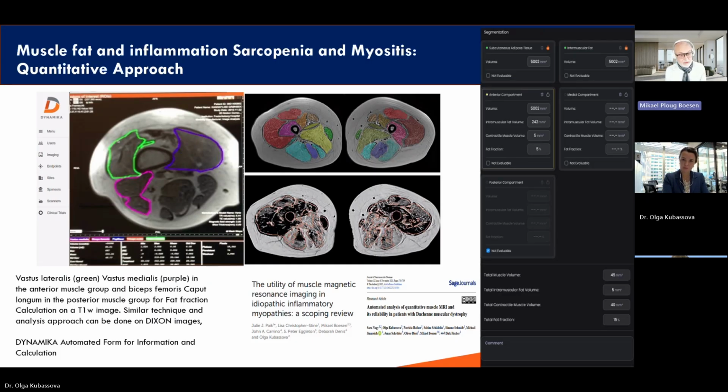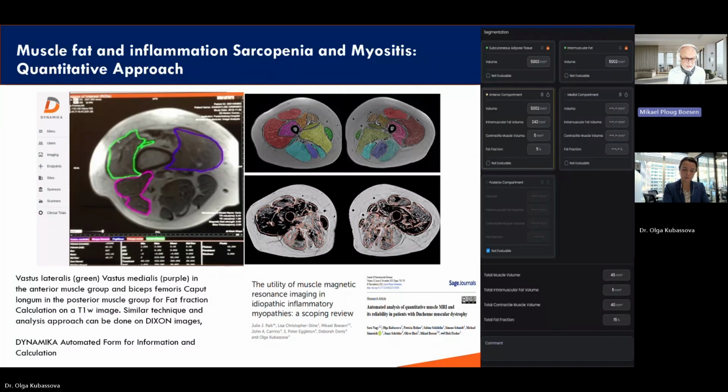And jumping from this, inflammation is also important in myopathies and in sarcopenia. Sarcopenia usually comes as part of the metabolic syndrome. So it comes with sedentary aging, but obesity also drives this. And here imaging can really be used as a biomarker, not only for detecting the disease, but also for monitoring the disease.